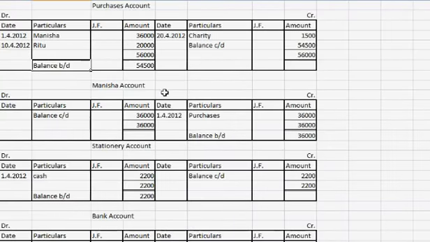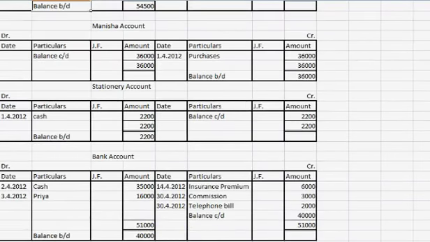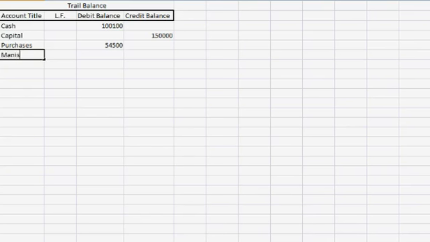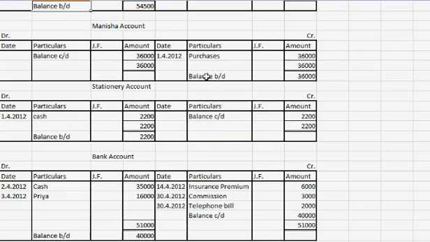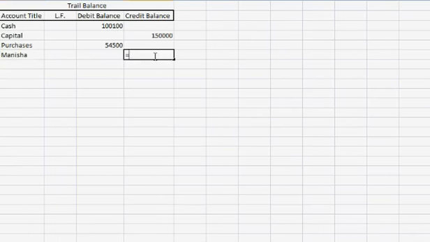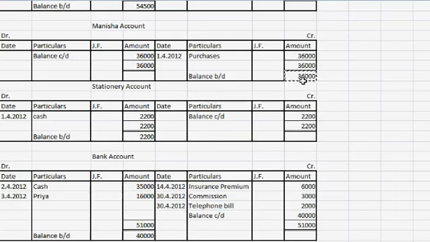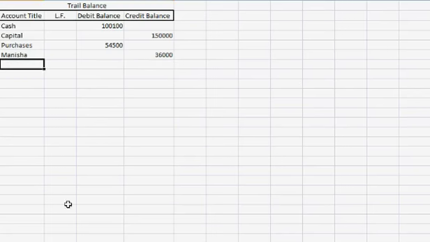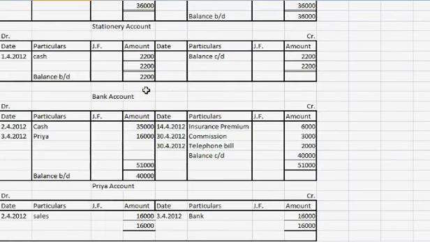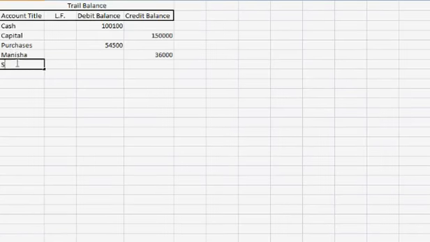The next account is your Manisha account. Let's see where the balance BD is. It's on the credit side, so the entry would be on the credit side. This is 36,000. So we come to the next account. It's stationery. Balance BD is on the debit side, so the entry would be on the debit side. So we mention stationery account. The amount is 2,200.